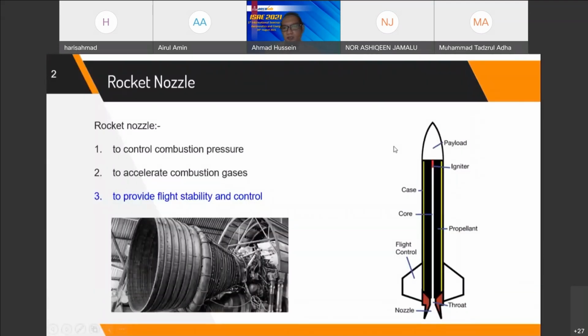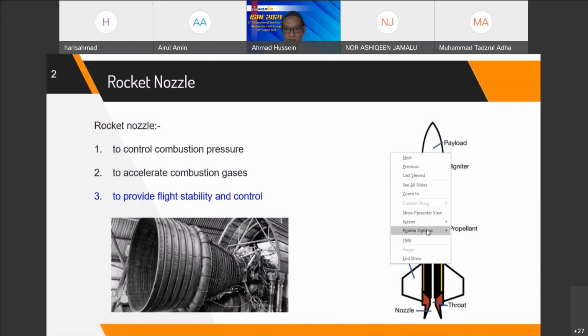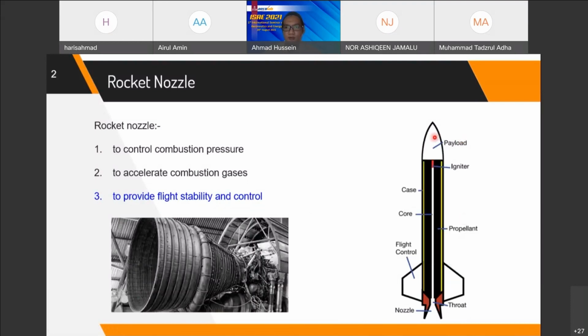Basically, a rocket consists of a few major components, including the nose cone, and then the body itself, which is enclosed by the case, and also the nozzle. So our focus in this project is on the nozzle itself.